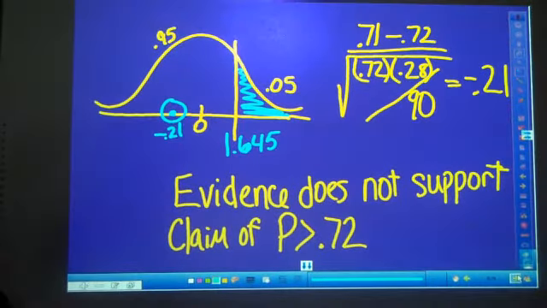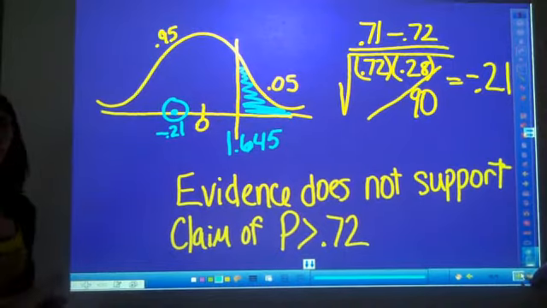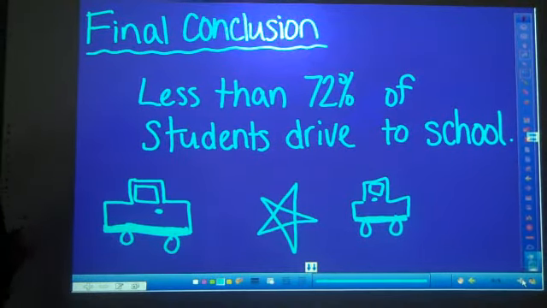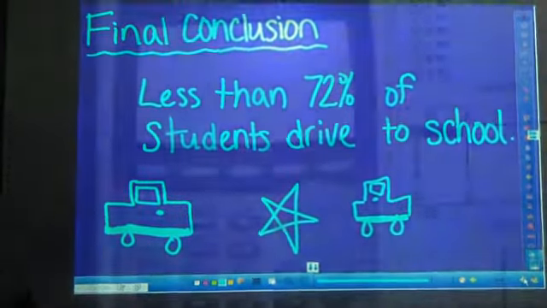So evidence does not support our claim of P is greater than 0.72. The final conclusion: less than 72% of students drive to school.